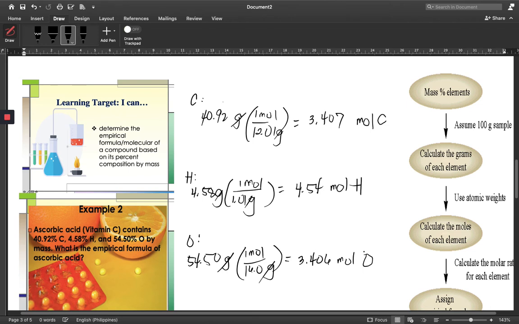Right now, what we have are actually the number of moles. So let me write it down because the usual mistake for students is that they round this off already and assume that they are your mole ratios. Now remember that in order to get the mole ratios, you still have to divide everything by the smallest number of moles. As for this case, the smallest number of moles is 3.406. Okay, divide by 3.406.